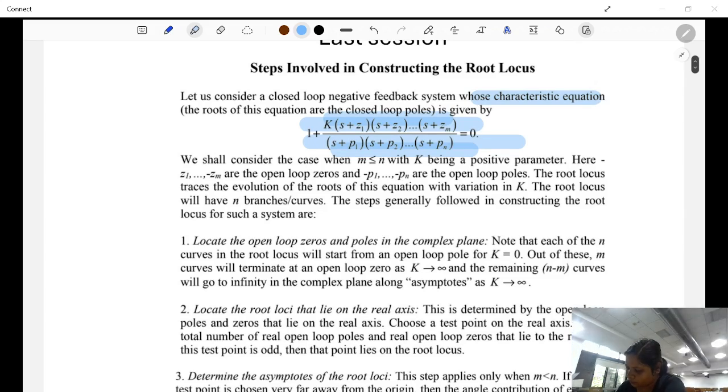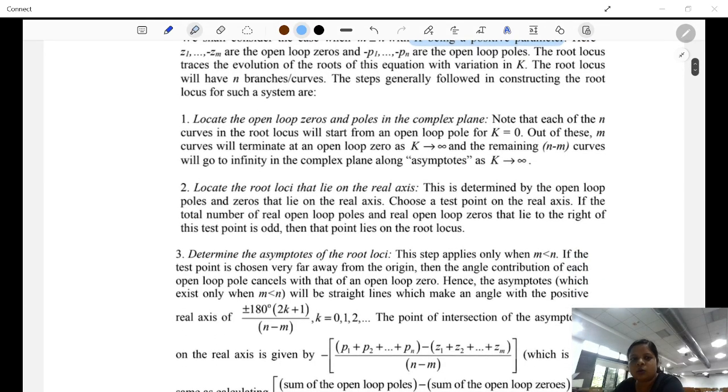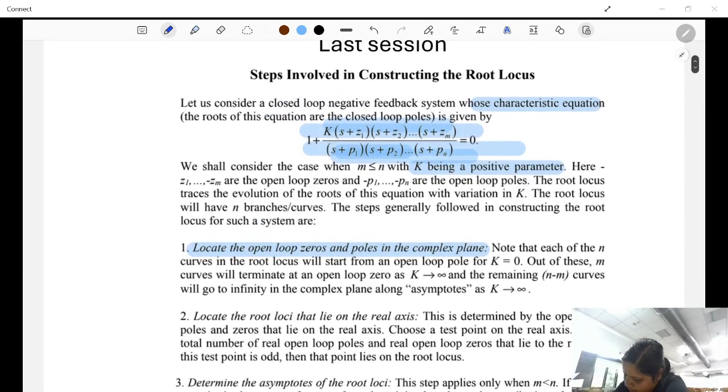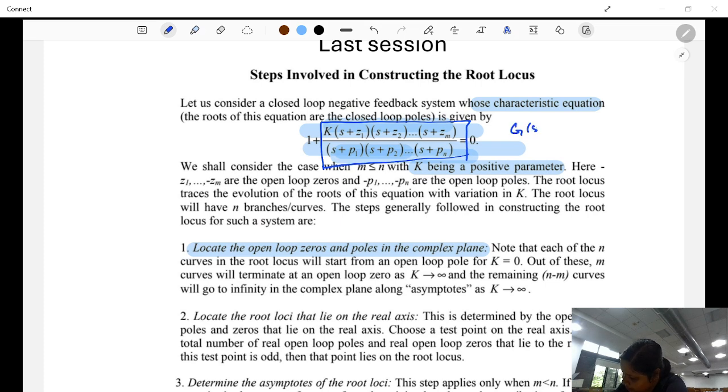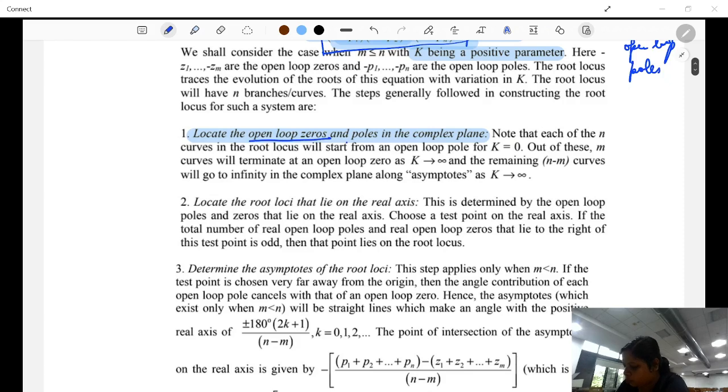This is valid for a system where k is a positive constant, positive parameter, and the characteristic equation is given in this way. It is a unity negative feedback system. Let's assume this. Now you know where the poles and zeros are. What we do initially when we want to construct the root locus is find out the open loop zeros and poles in the complex plane. Let's say this complete term, G(s) into H(s), is some numerator upon some denominator. The numerator will give you the open loop zeros, right? The denominator would give you open loop poles. So we find where the open loop zeros and open loop poles are placed in the complex plane.